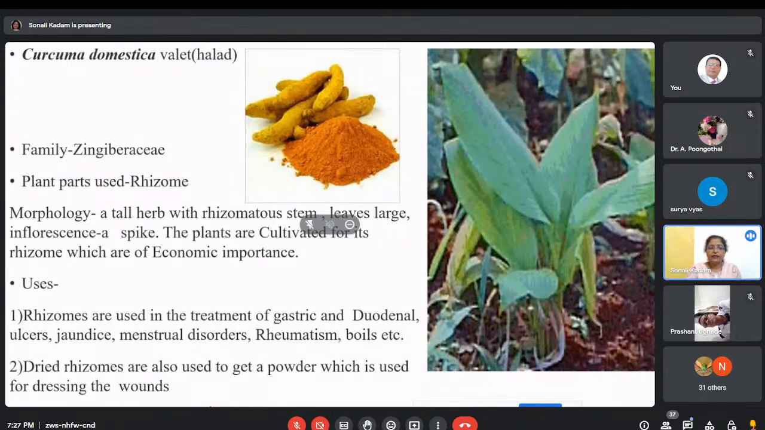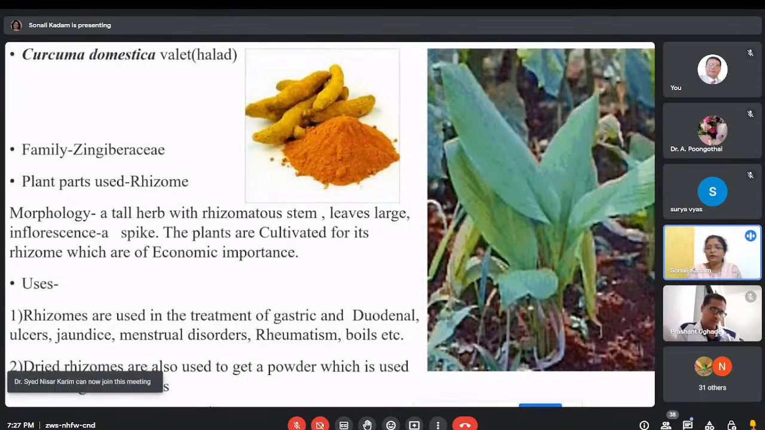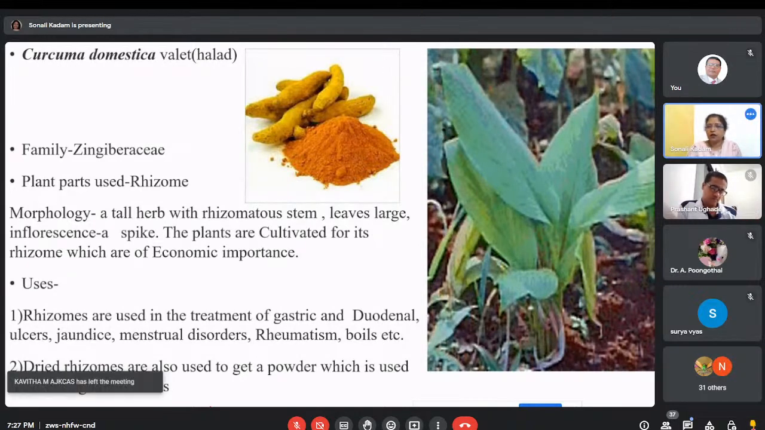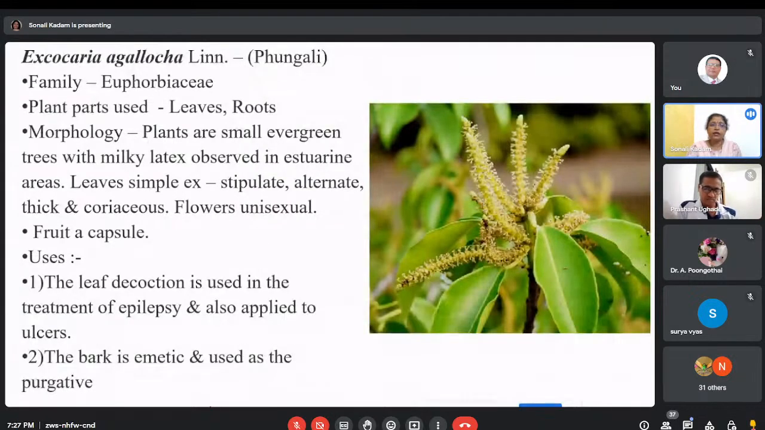Harad, and this harad is a treatment for abdominal ulcer also, jaundice, mental disorders, rheumatism. Whenever you are having any type of injuries, then you apply this haldi on those injuries, right? So dried rice are used in the cooking also because it is antibacterial also.